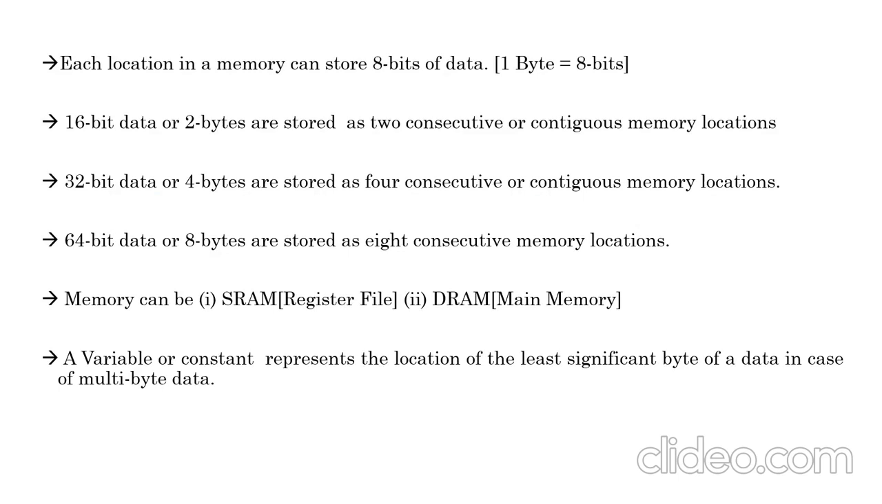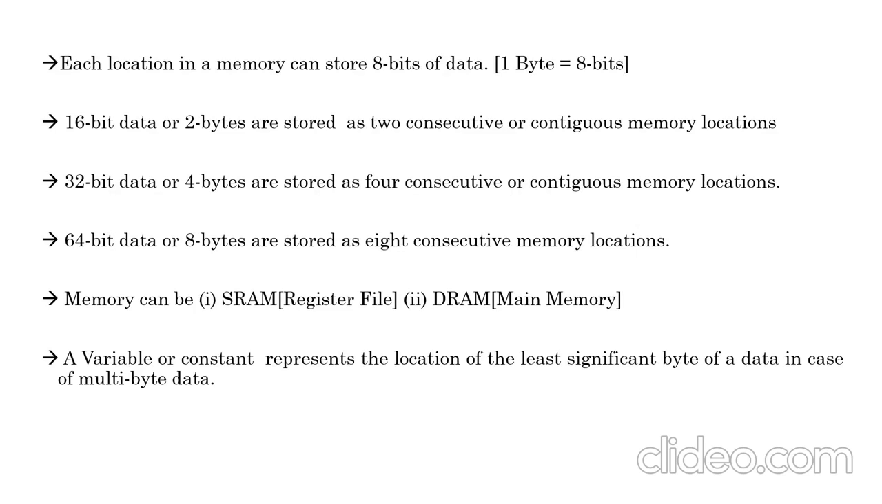will automatically point to the address of the least significant byte. Suppose there is n-byte data: the leftmost byte is called the most significant byte, and the rightmost portion is called the least significant byte. The address where the least significant byte is stored will be the address of the variable. That I will be showing.